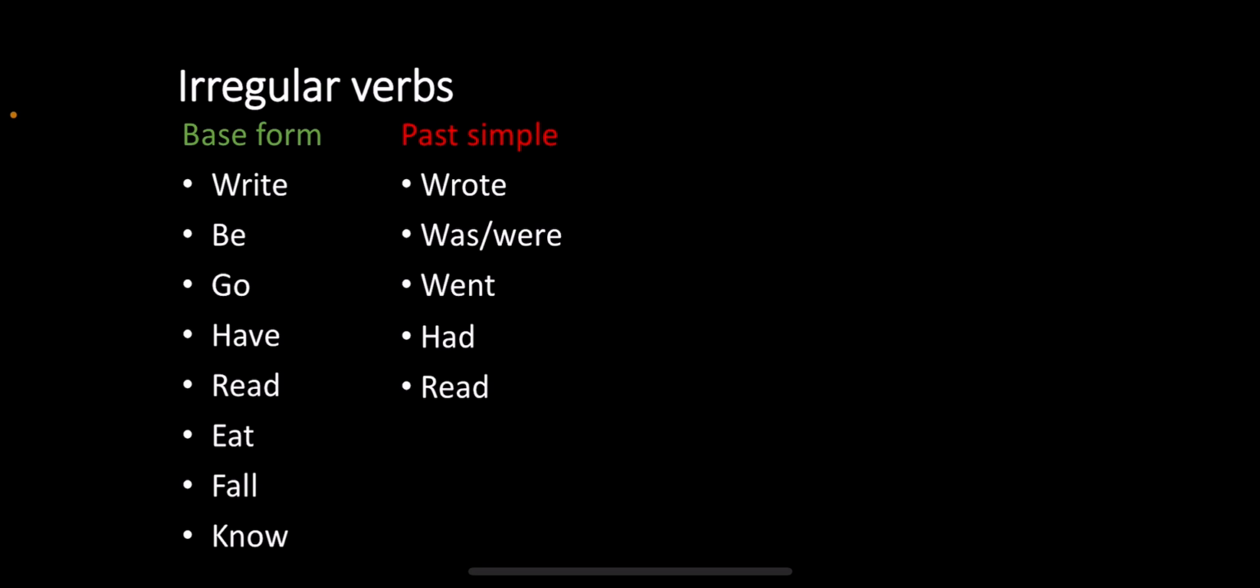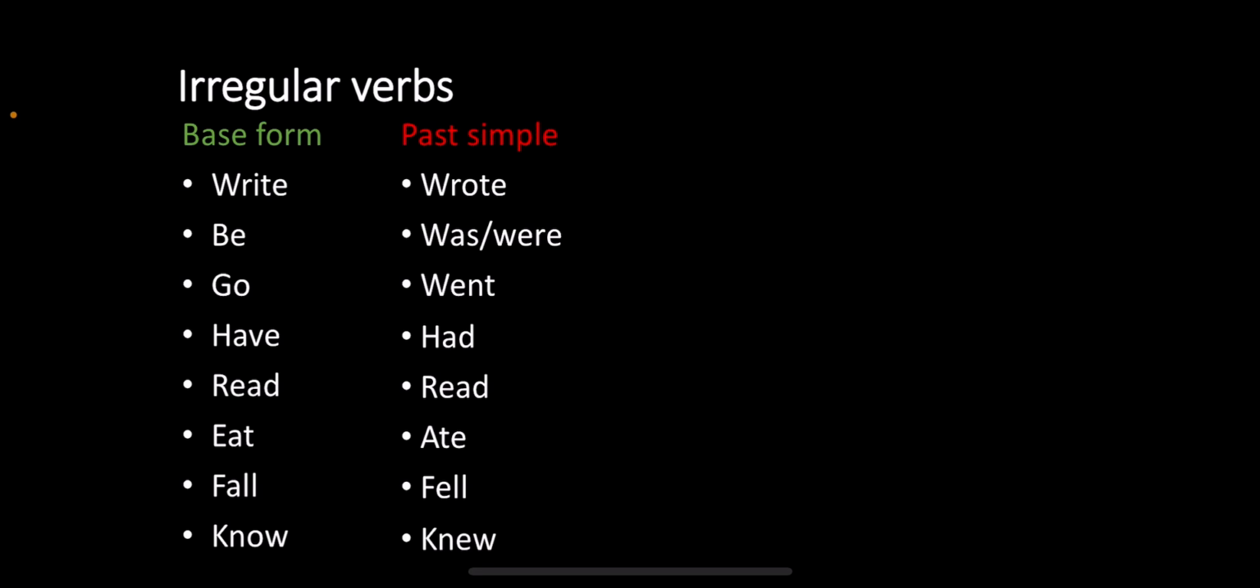Be careful. The spelling is the same. Yeah, we read the same, but the past is different pronunciation. It's red, like the color red. For eat, we say ate. For fall, we say fell. And for know, we say knew, right? So that is for the past simple of irregular verbs.